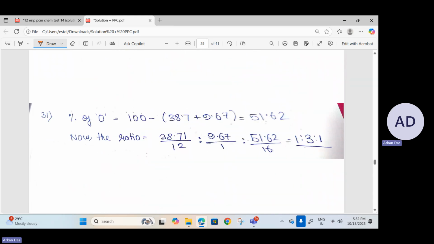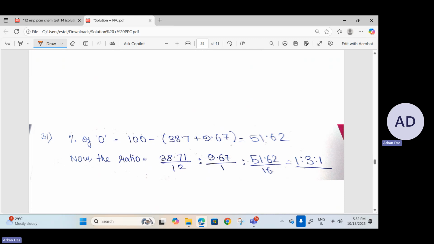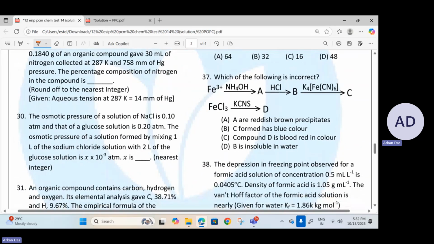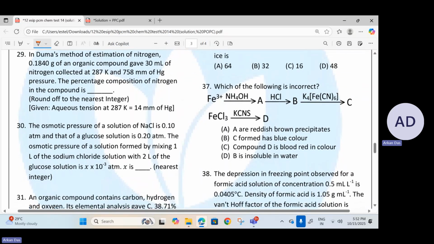In case of question number 30 first, I think we have skipped it. Yes, first 30 we have to do, then we are going to 31st. I just got confused over here. Yeah, 30. The osmotic pressure of a solution of NaCl is 0.10 atm, and that of the glucose solution is 0.20 atm. The osmotic pressure of a solution formed by mixing 1 liter of sodium chloride solution with 2 liter of the glucose solution is X into 10 to the minus 3 atm.